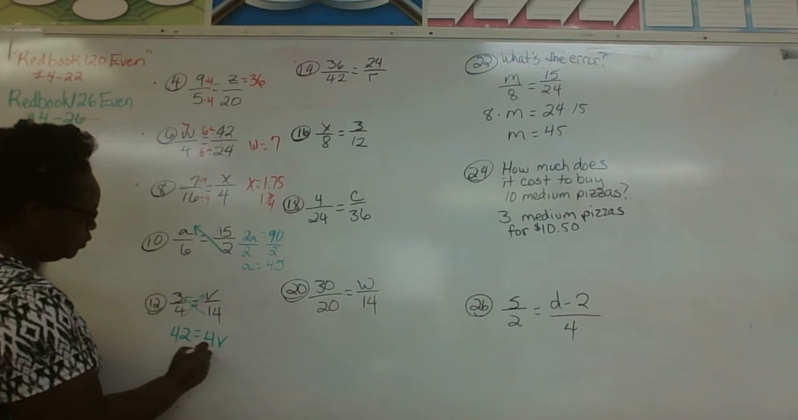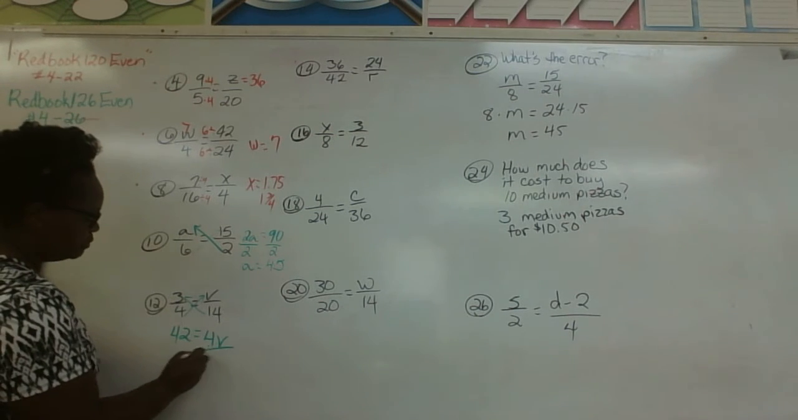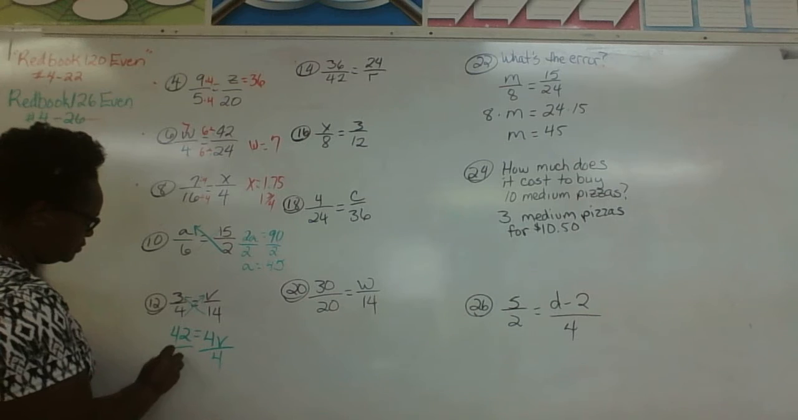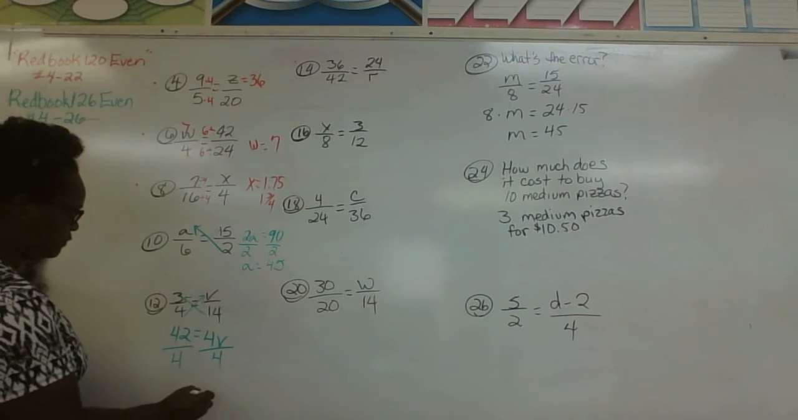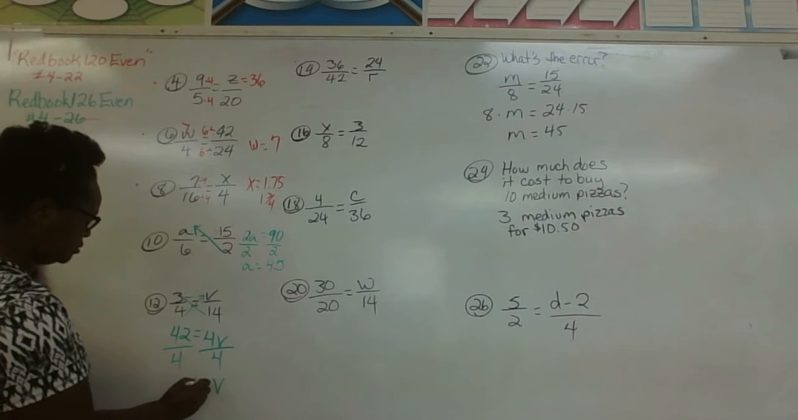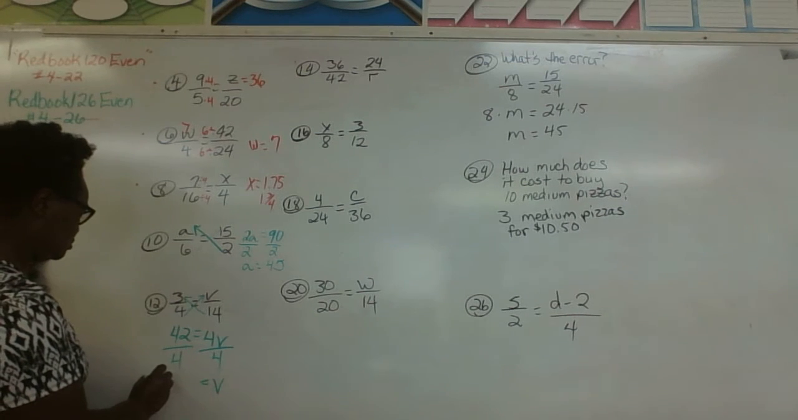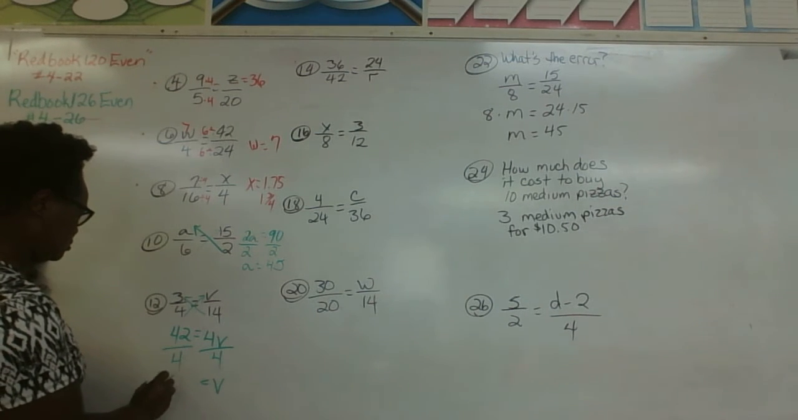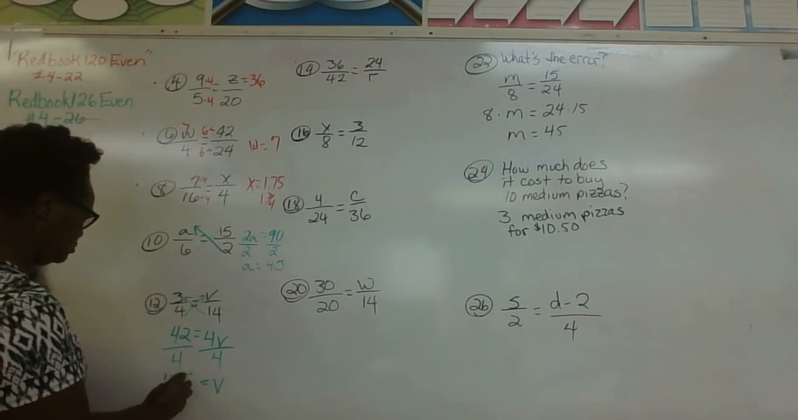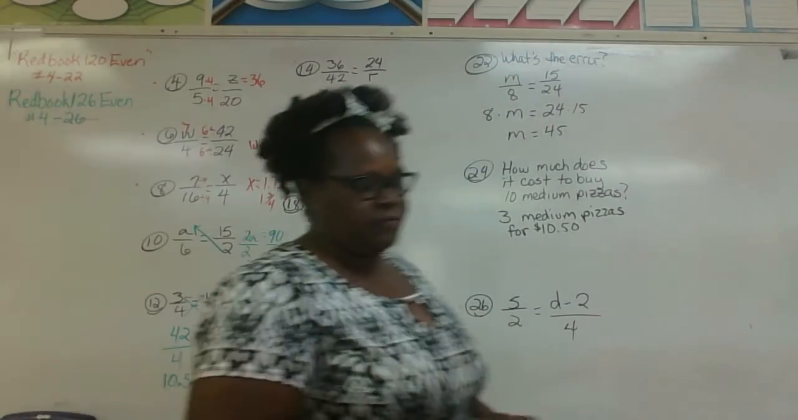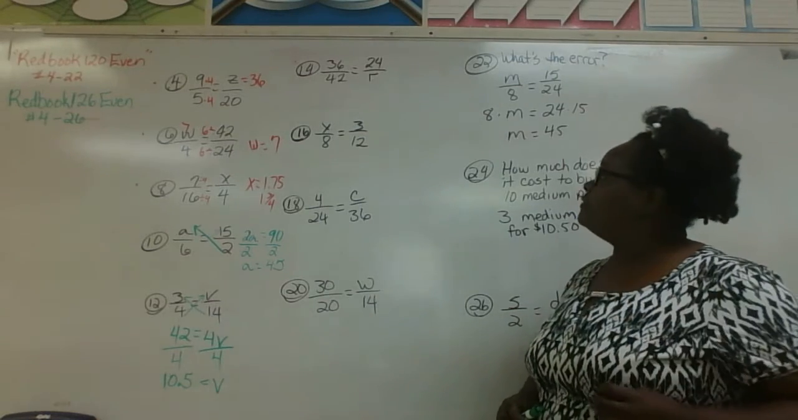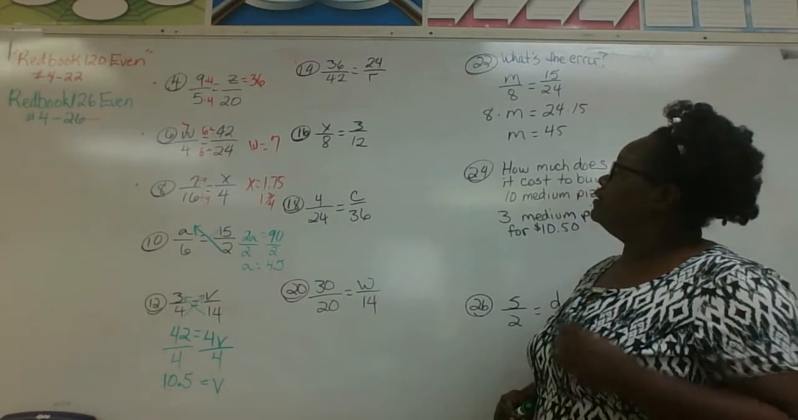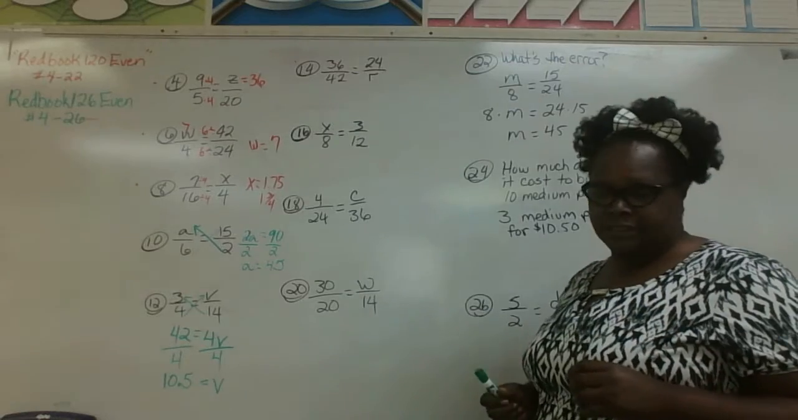Okay? Now, once we find that out, 42 equals 4v, we ask the question, who's in V's house? 4. And so we want to move 4 out by dividing 4 out. Okay? Once we move 4 out of V's house, we have a 10.5 for number 12. V is equal to 10.5. Okay? All right. Let's take a look at number 14.